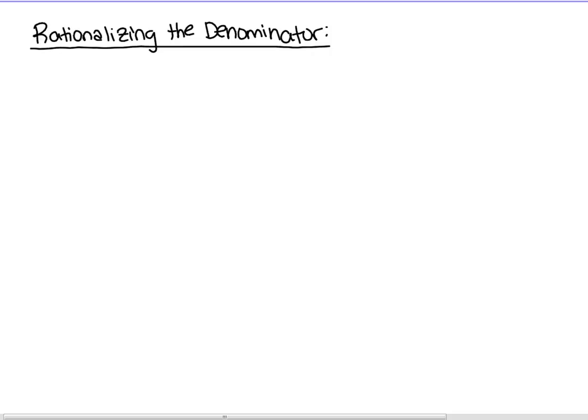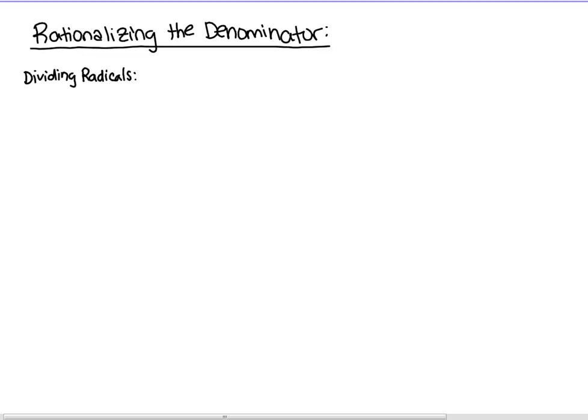So first thing we're going to talk about before we talk about rationalizing is dividing radicals. And this will be new to you because you've never done this before, unless you did maybe AP Math 10, if you were in that. Okay?